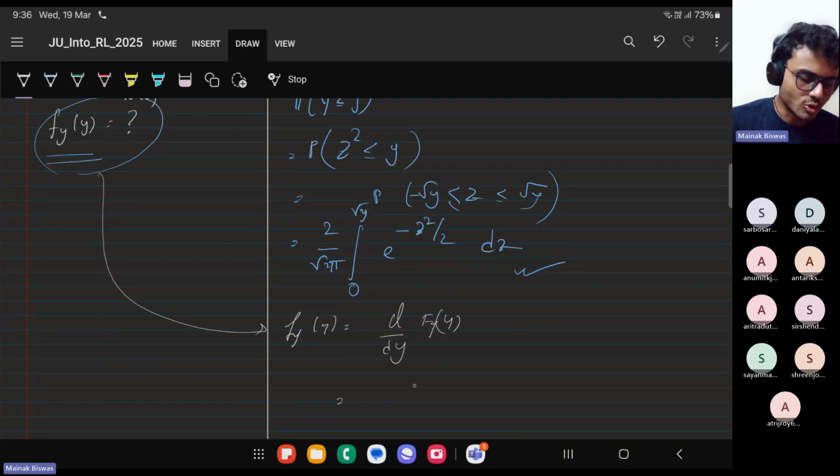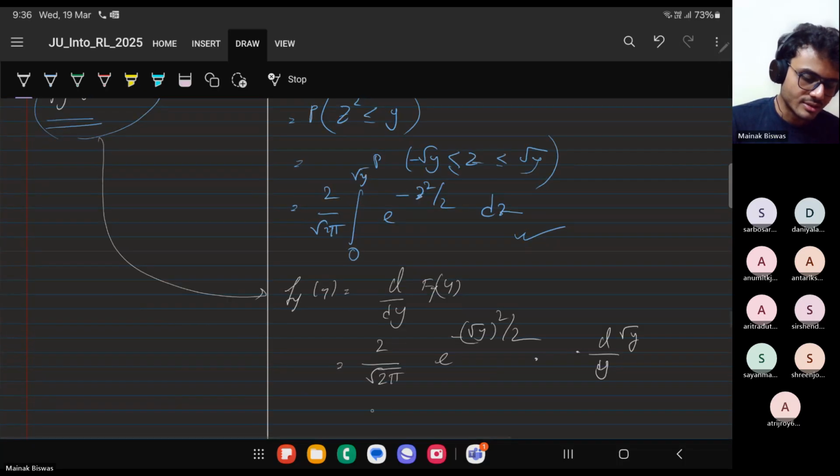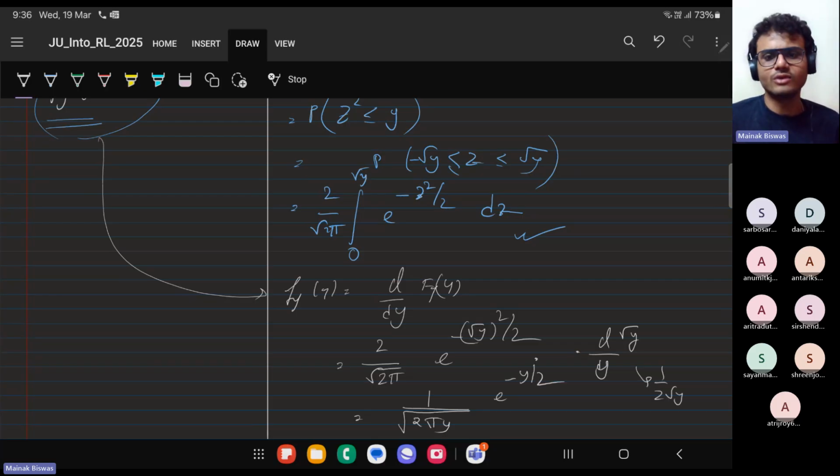So what will I get? I will get, just put the value, e to the power minus root y squared by 2 into 2 by root 2 pi, into the derivative d dy of root y, which is equal to 1 by 2 root y. So this is 1 by root 2 pi y e to the power minus y by 2. Fine for everyone.